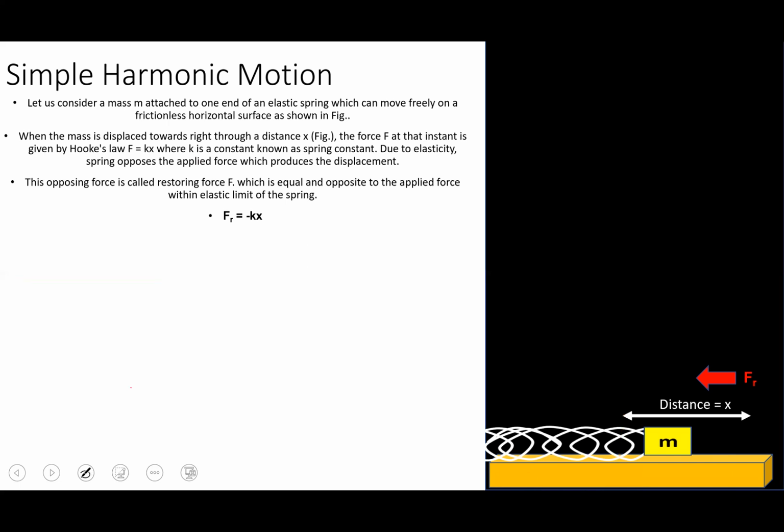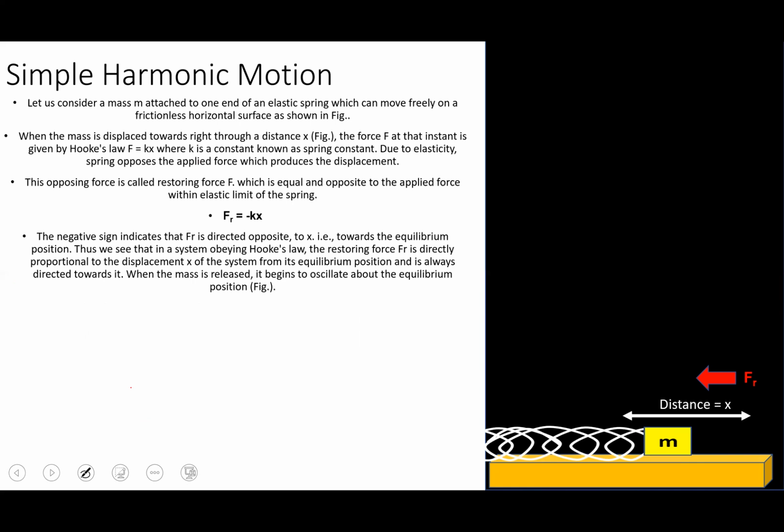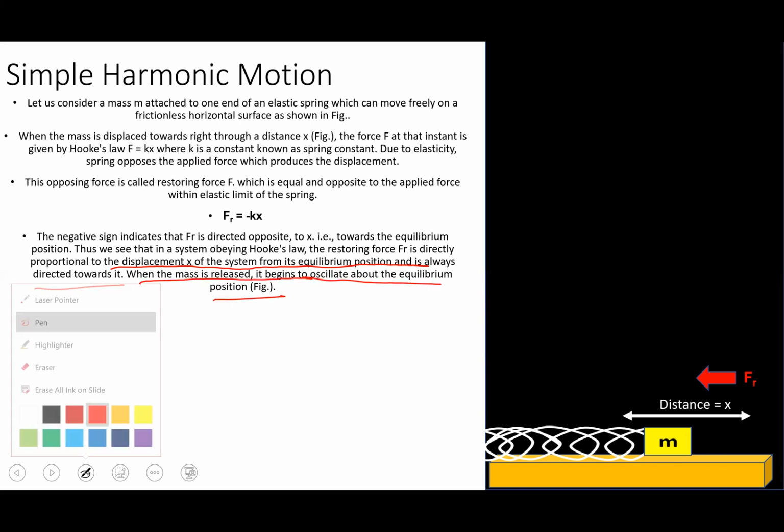Now, how can we define simple harmonic motion? The negative sign indicates that Fr is directed opposite to x, towards the equilibrium position. Thus, we can see in a system obeying Hooke's law, the restoring force is directly proportional to the displacement. Yes, it is directly proportional. That means the more we apply force over here, the greater the displacement. It is directly proportional to the displacement of the system from its equilibrium position, and is always directed towards it. When a mass is released, it oscillates about its equilibrium position, just like I showed you.